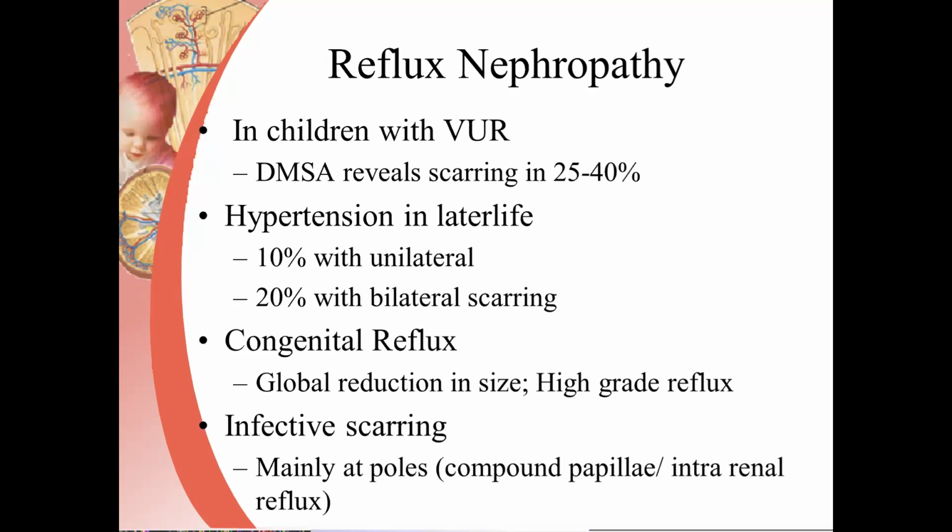Now, there's a thing called a congenital reflux and global scarring, where at the time of birth itself, the kidneys are affected. So even without a UTI, the kidneys are globally scarred and then contracted, often with a high grade reflux associated. So this is a globally contracted kidney. Whereas infective scarring is particularly seen at the poles, upper pole and lower pole. This is because they have compound papilla and intrarenal reflux is known in this condition. So that is the reason for scarring occurring at the poles.